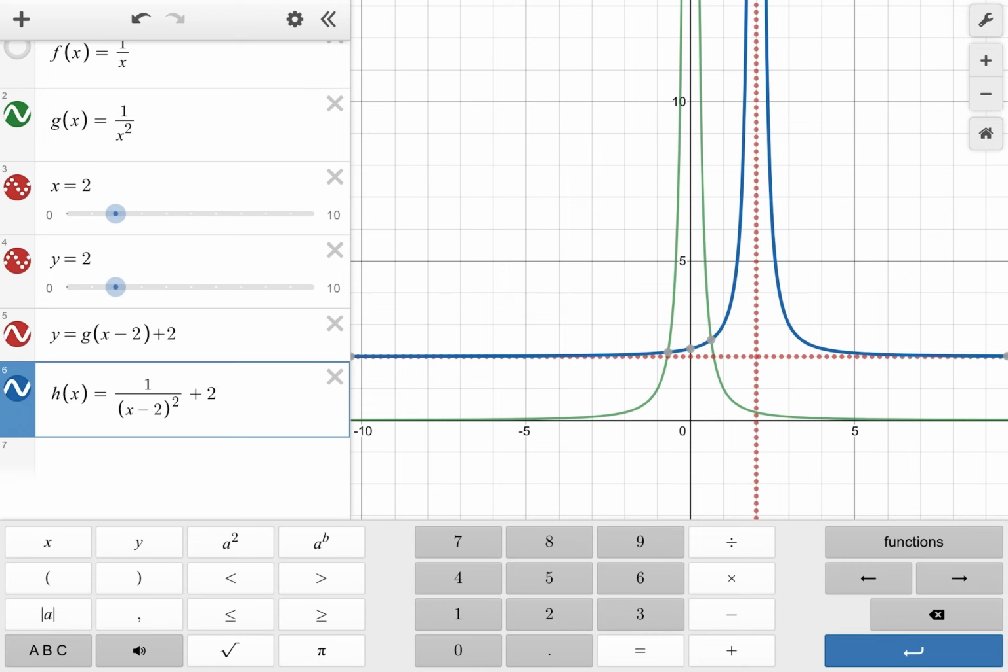All right. I wanted to talk about domain and range, but I think I'm actually going to save that for the next video. I think this is quite enough for you to chew on. And I'll see you guys in the next one.